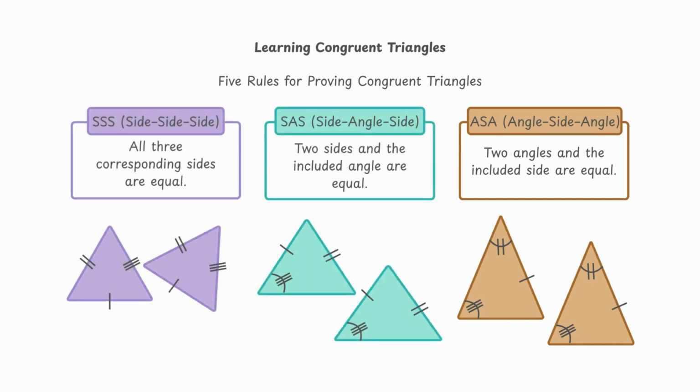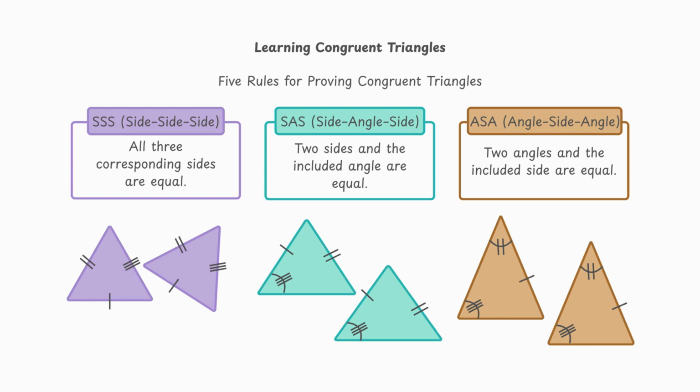Now take a moment to compare these 3 rules. SSS uses all 3 sides. SAS uses 2 sides and the included angle. ASA uses 2 angles and the included side. Each rule gives just enough information to completely fix the triangle. And that is why they prove congruence.